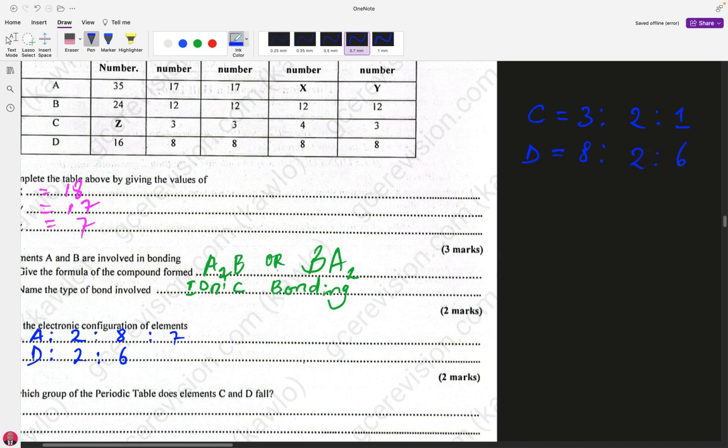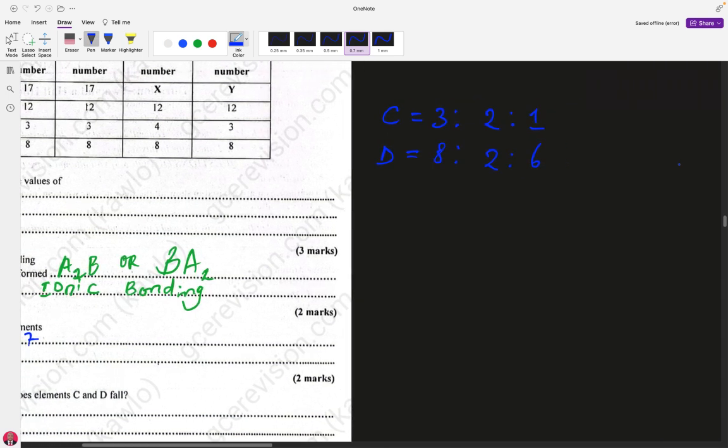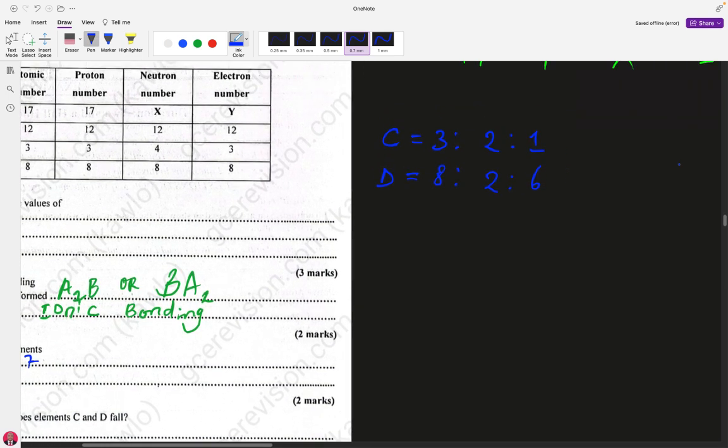They are asking us the group number. As I told you in my previous lessons, remember, the valence electron always determines the group number of that element. The valence electrons are the outermost electrons. So for C, the outermost electron is 1. It belongs to group 1. These are the S block elements.